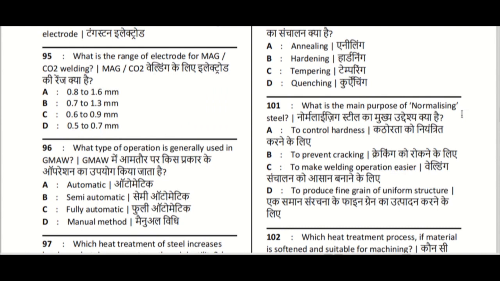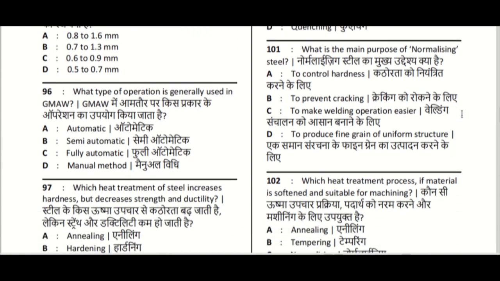What is the main purpose of normalizing steel? The main purpose of normalizing is to refine the grains into a uniform structure.